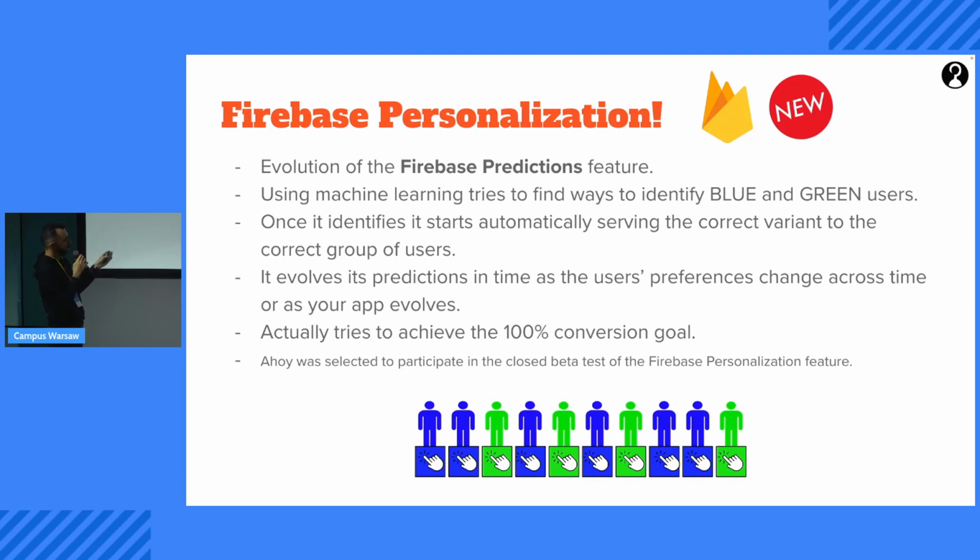So basically, it is using machine learning to try to identify these blue and green users based on data, right? And it evolves the predictions in time as your users' preferences change, or your audience changes, or the app changes, because you might be making changes in the app as well, right? And it actually tries to achieve 100% conversion goal. Of course, this is impossible because in reality, there are no users that will see blue and always click, right? And we were lucky to be selected as one of the participants in the closed beta of the Firebase personalization. So this feature we have been using for the last 1.5 years already, something like that.